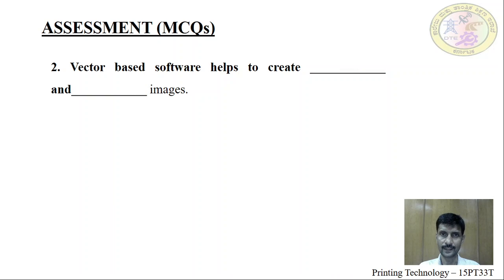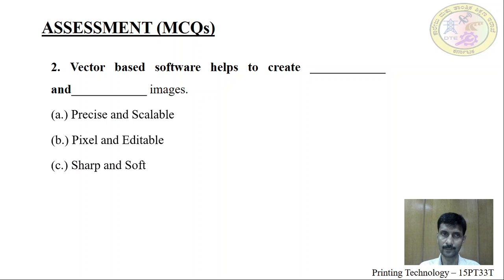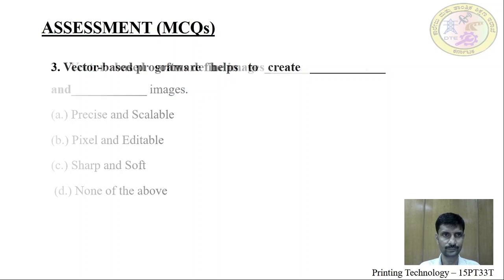Vector-based software helps to create dash and dash images. Precise and scalable, pixel and editable, sharp and soft, and none of the above. The clue is that Illustrator software can create exact images. It can be enlarged at any size. Clear? This is the clue for this question.